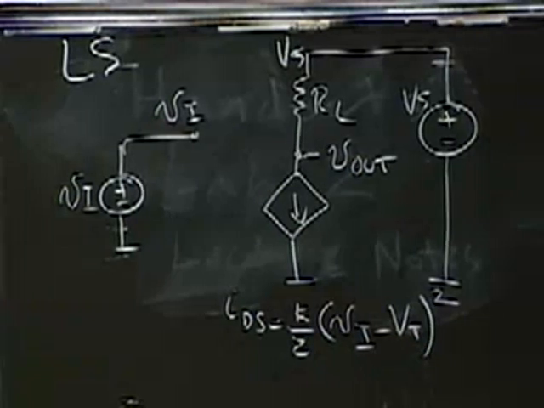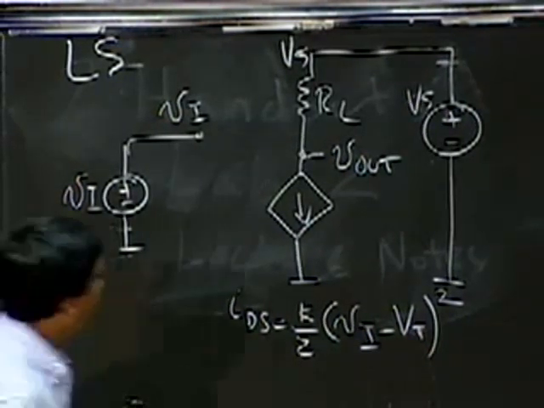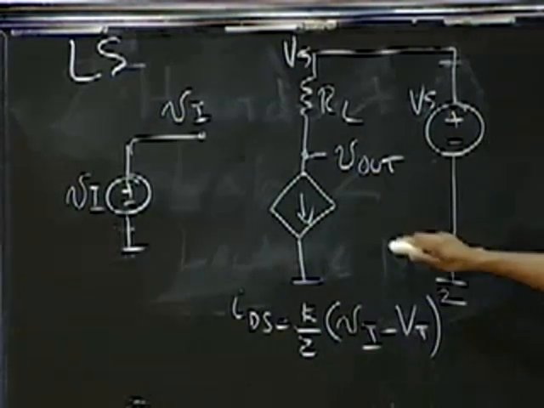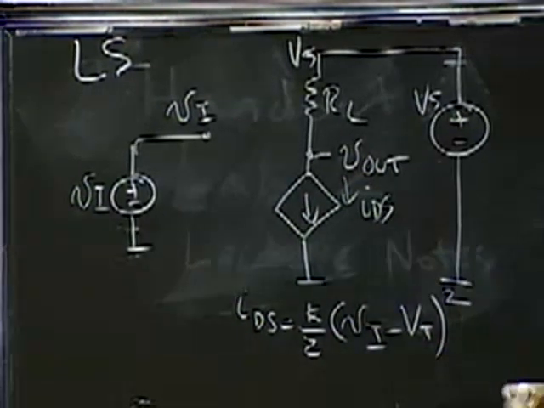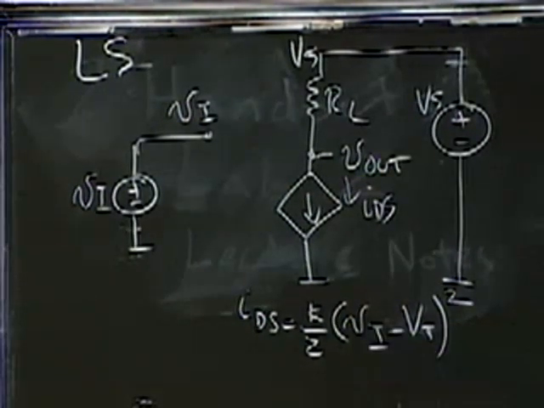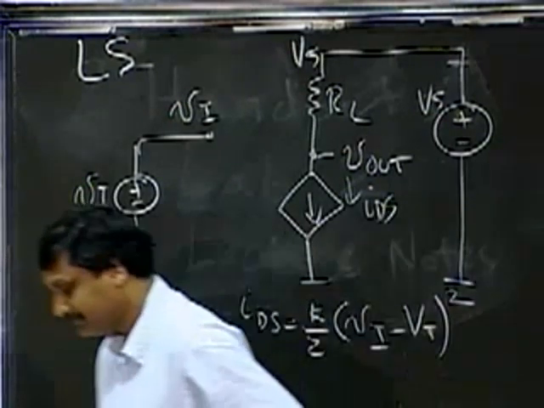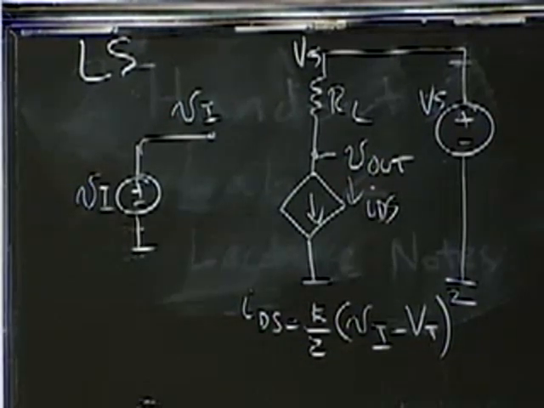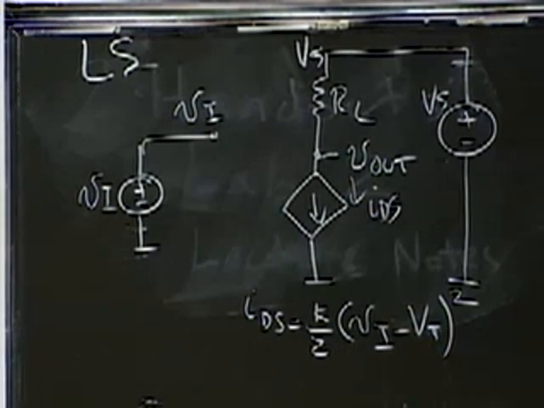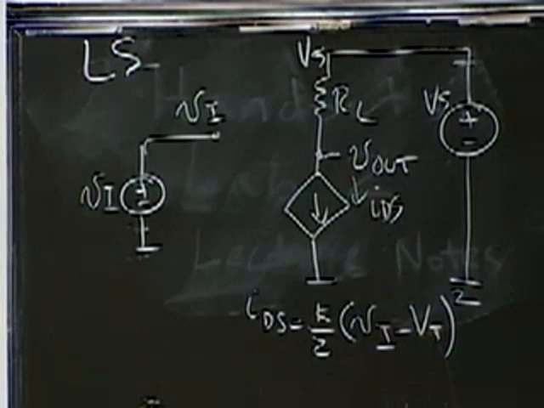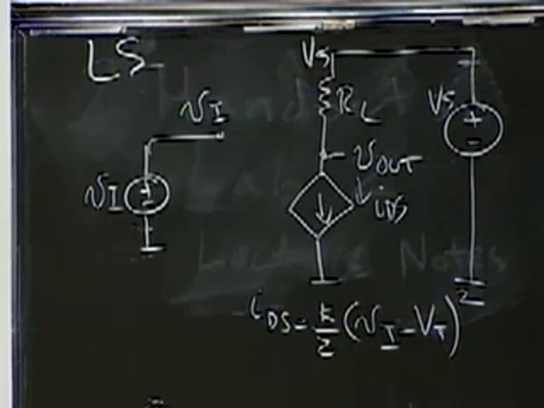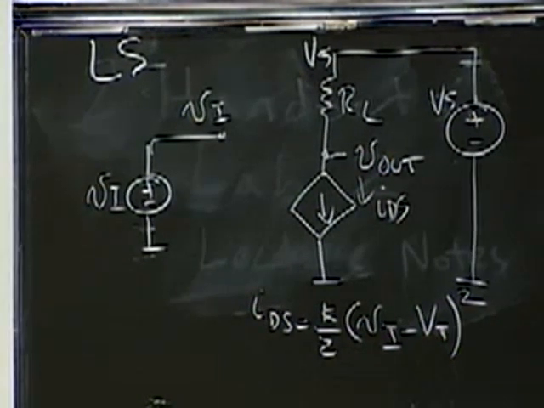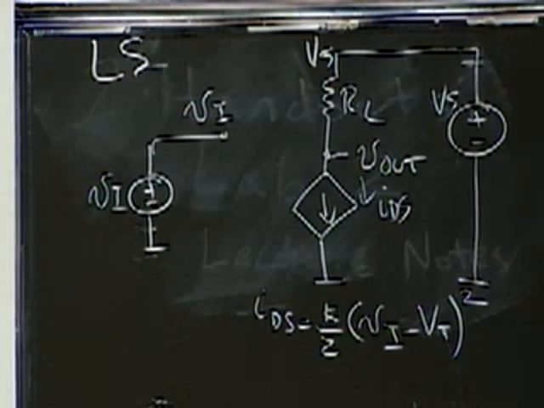This is the large signal equivalent circuit model for our MOSFET amplifier. Okay, VS, and here's my current source. IDS relates to the square of VI minus VT. Okay, so stare at that for a second, and that's a nonlinear circuit because IDS relates to the square of VI minus VT.